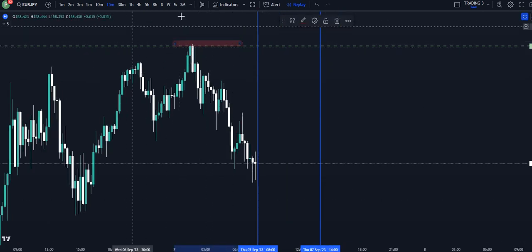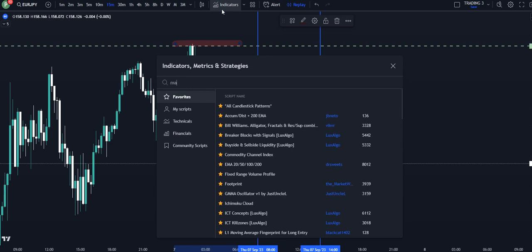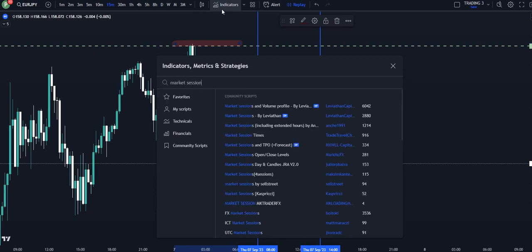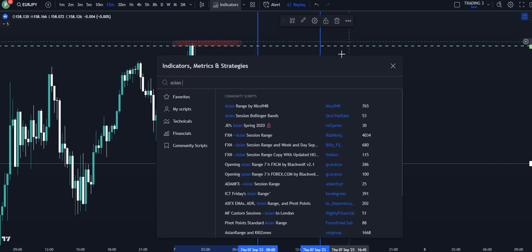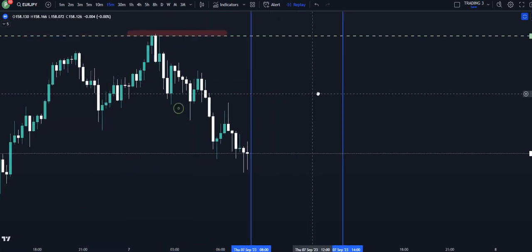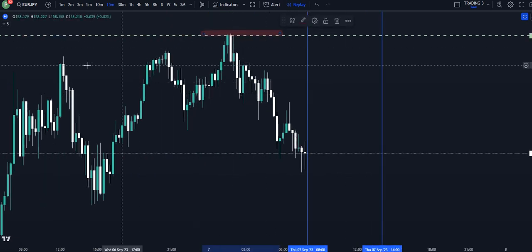Again, if you're not sure about the market session, you can find an indicator for this. If you go to indicator, it's a market session, to know the session or even the Asian session if you want. Asian range. If you know the timing, you can use this. So this is the timing of the Asian session.